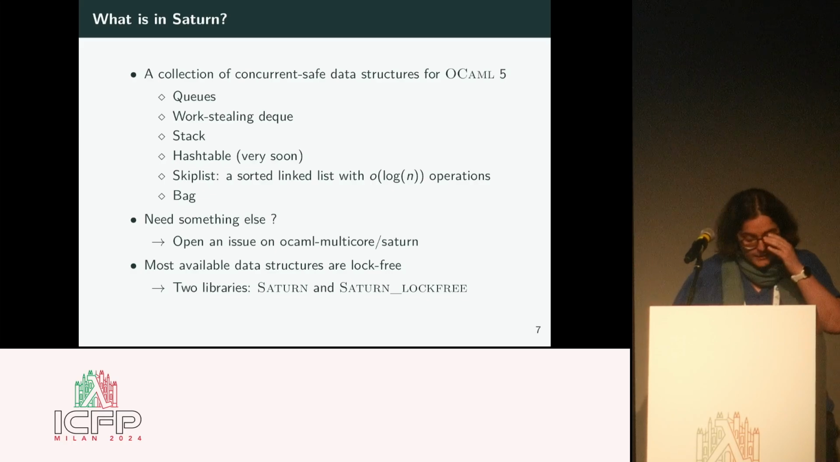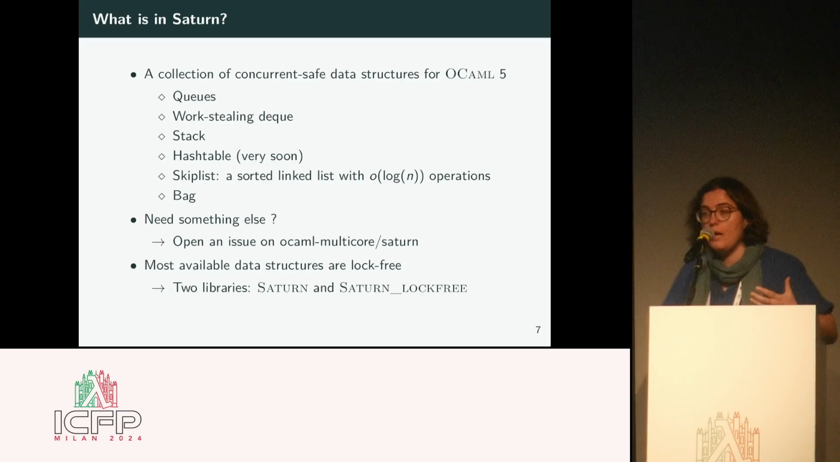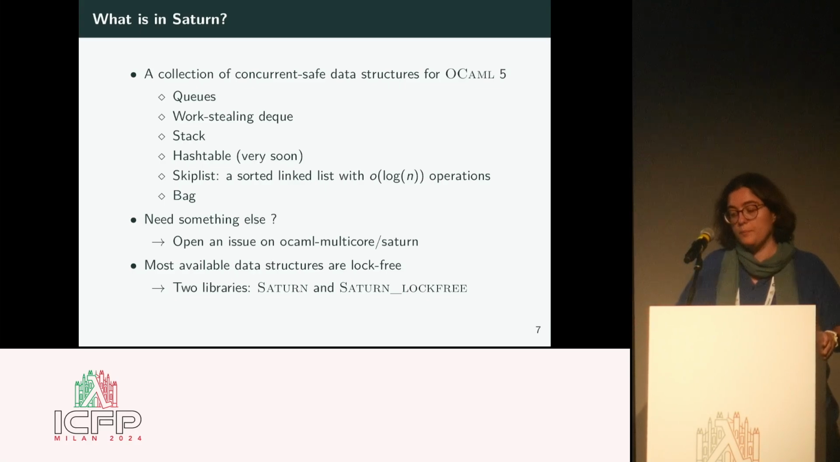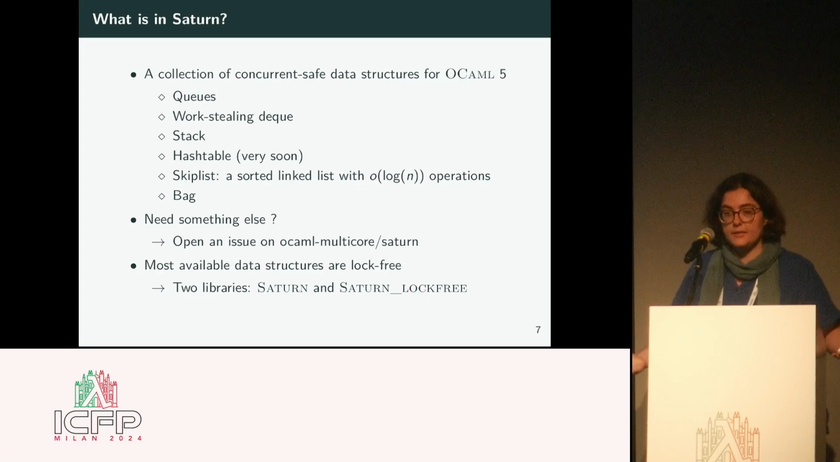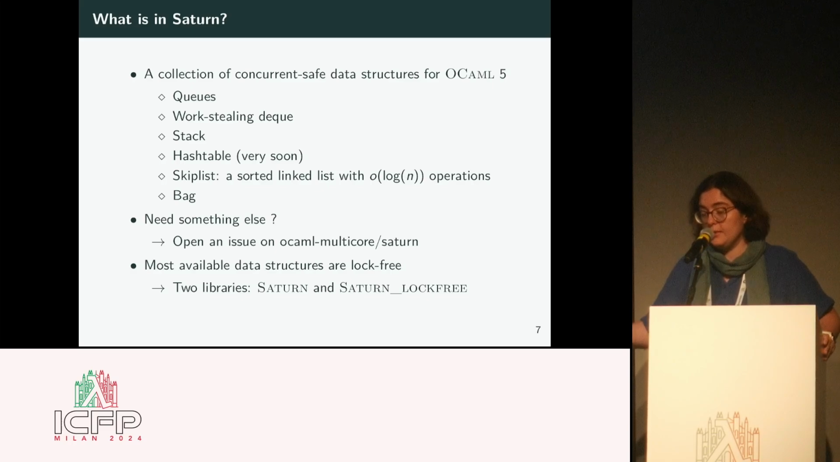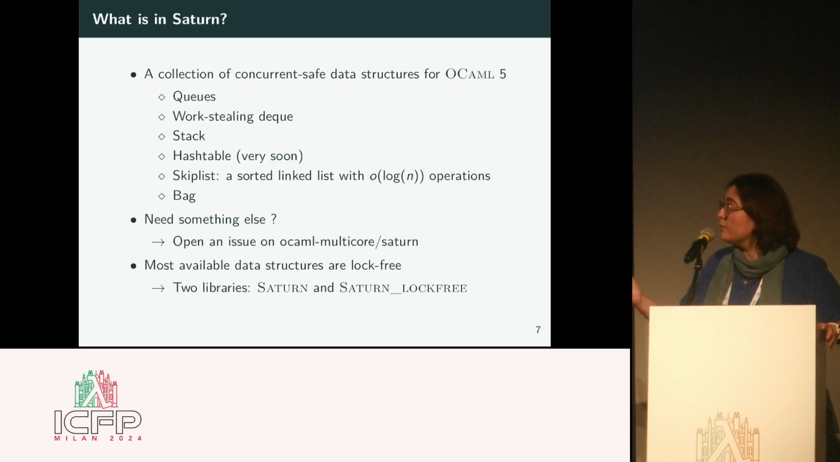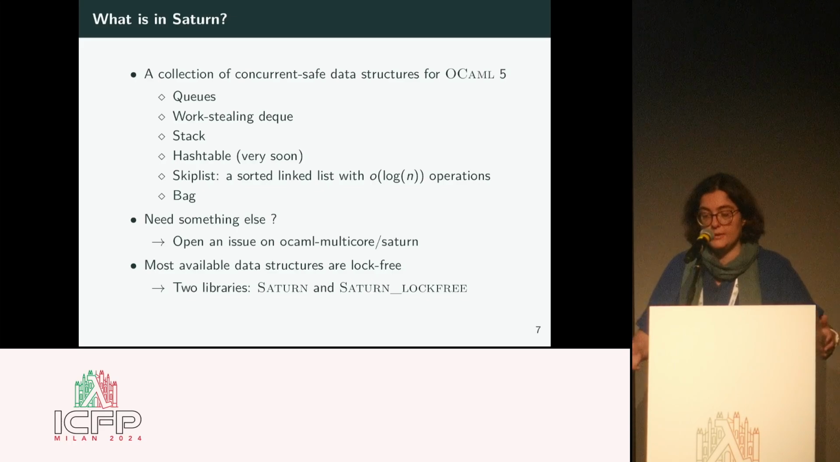I also wanted to say that most of these data structures are lock-free. I won't go into the definition of lock-freedom, but this is a progress property that is very nice to have. So we are trying to have all our data structures lock-free, but this is not always possible. A blocking queue, for example, is not going to be lock-free. And so we have two libraries: a library called Saturn_lockfree that contains only lock-free data structures, and another one called Saturn that contains everything.